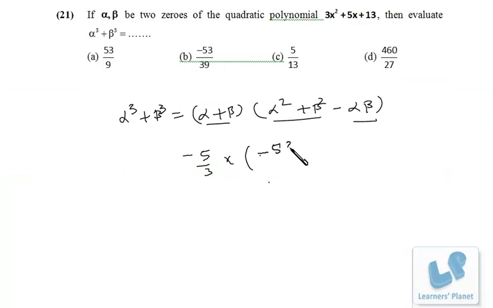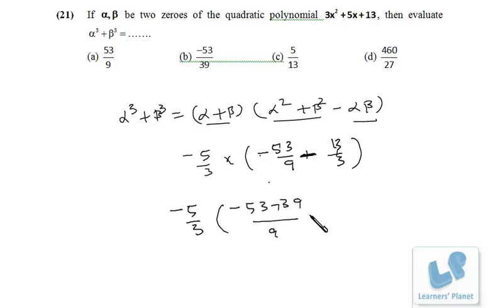Minus 53 by 9 plus it's minus, and alpha beta is what? It's 13 by 3. So this is minus actually. So now I just have to solve it. So it's minus 5 by 3. It's minus 53 by 9 and it will be minus 39 by 9. So minus 53 minus 39 by 9. Right? So it's the total minus will be plus.